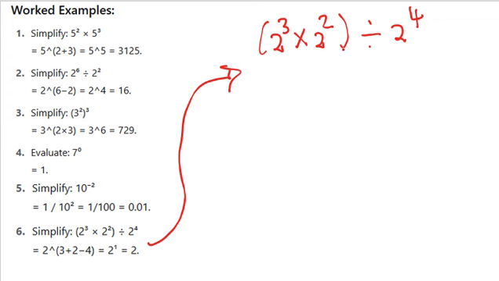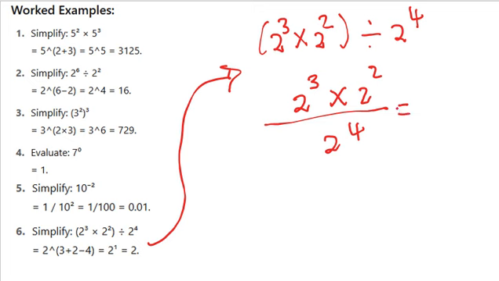Okay, so what we can do is write this in another way. You can say we have 2 to the power of 3 times 2 to the power of 2, all of this divided by 2 to the power of 4. So what you can do is solve the part at the top first. We see that here we have the product on top and the bases are the same.